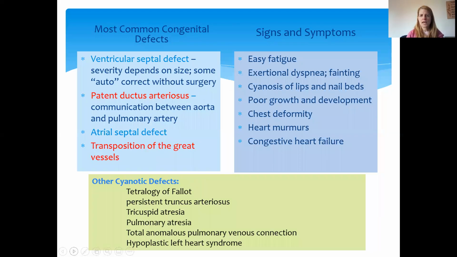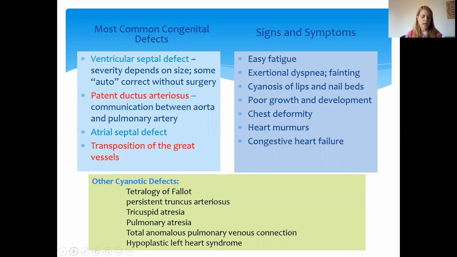This slide shows a list of the most common congenital defects. So ventricular septal defect is a hole between the left and right ventricle. The blood can be exchanged through that wall that typically divides the right and left ventricle. It's a small defect. It can close. That's the most common defect. Severity depends on size. Some just automatically close, others need surgery.